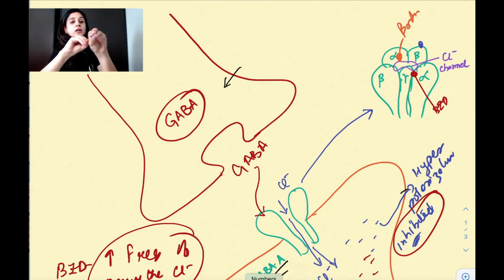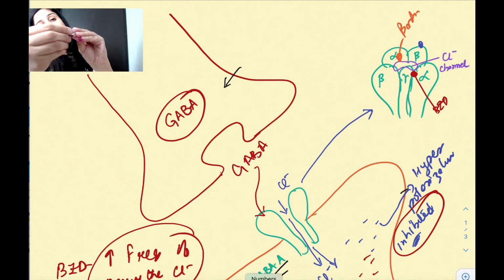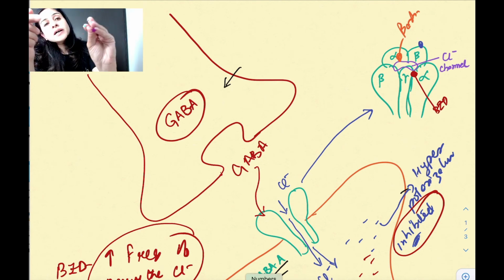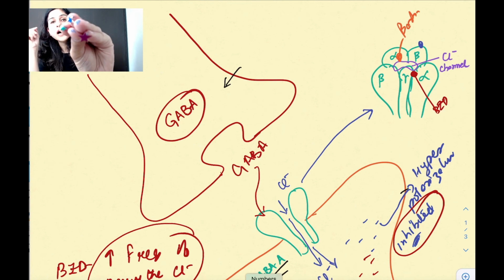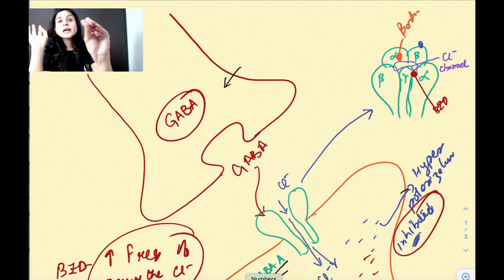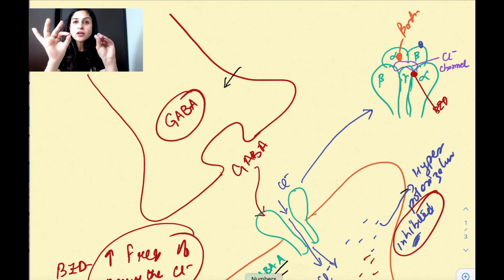If I show here with the star with my finger, so let's say this is the alpha receptor and the purple star here are your barbiturates. So when they attach, yes, there is an increase in the frequency, but there is also an increase in the duration. That means the number of times this channel is opening is already there, plus the length of time for which the channel opens, that is also increased.